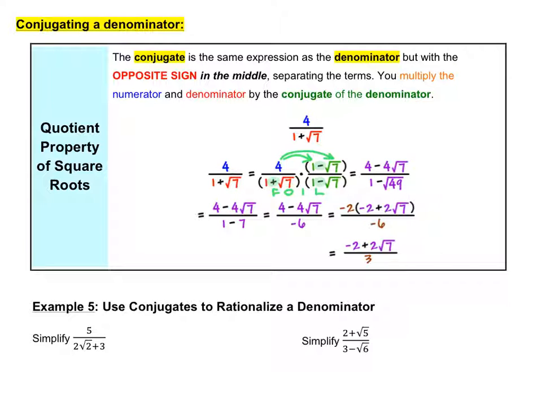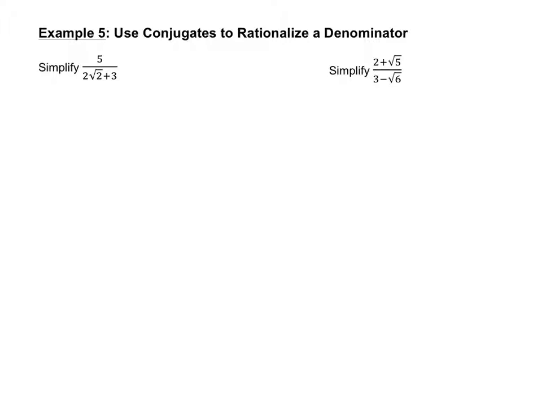Now, in this example that's shown, we don't actually see all of the foiling, but in the example that we do together, I am going to show you the foiling so that you can use it as a guide for when you're working on your practice problems. Let's take a look at example number 5. The first step is to notice what we have in the denominator, and what we have is 2 times the square root of 2 plus 3.